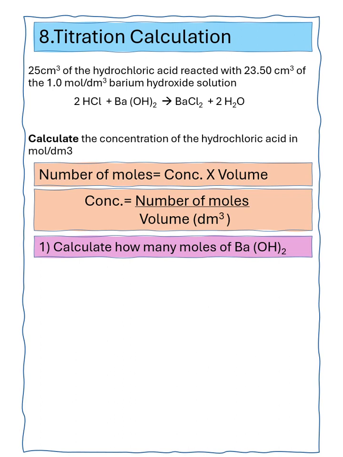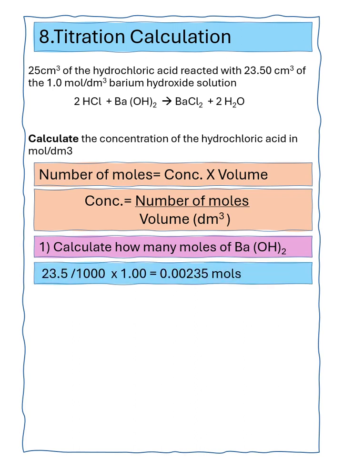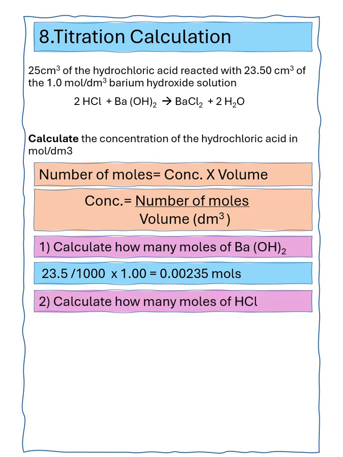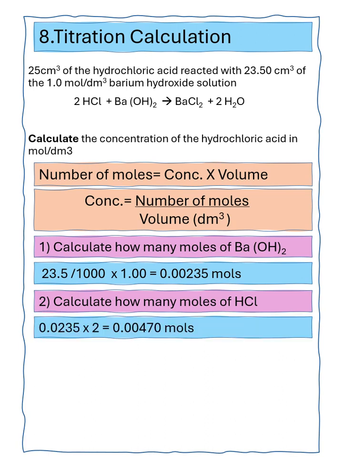The first one we're going to calculate is how many moles of barium hydroxide we've got. So we know we've got 23.5 centimeters cubed. We need to convert that to decimeters cubed, and it's a 1 mole concentration. So 23.5 divided by 1,000 times by 1 mole gives us our number of moles of barium hydroxide. We can then use that to calculate how many moles of sulfuric acid. From the equation, we can see we've got 2 moles of sulfuric acid for every 1 mole of barium hydroxide. So we multiply the number of moles of barium hydroxide by 2 to give us 0.0047 moles of hydrochloric acid.